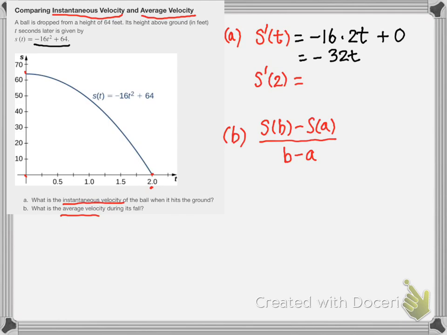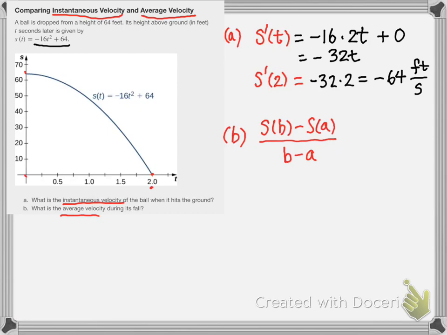And we want to know the instantaneous velocity when it hits the ground. So it's when t equals 2. So we plug in 2 for t. We get negative 64. And the unit for velocity is feet per second in this case.